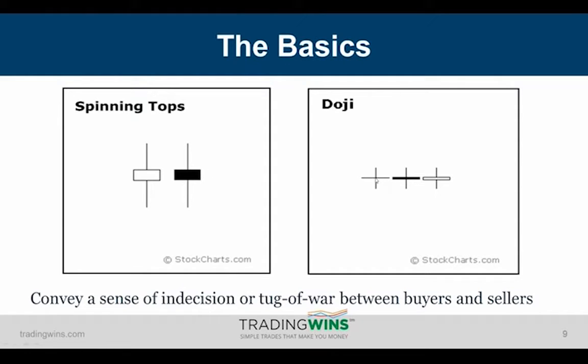Now when you get a bar like this, which is known as a doji, there is no body. In other words, you opened and you closed at the exact same level. There was a bit of a tug of war, but not a whole lot. Again, an indecision type candle. These usually help you identify areas of reversals.